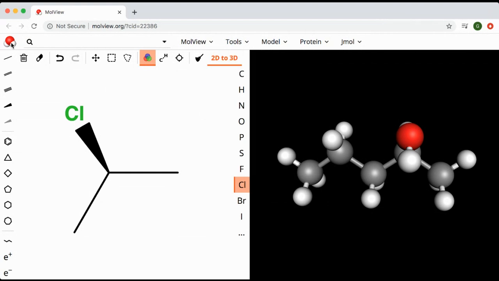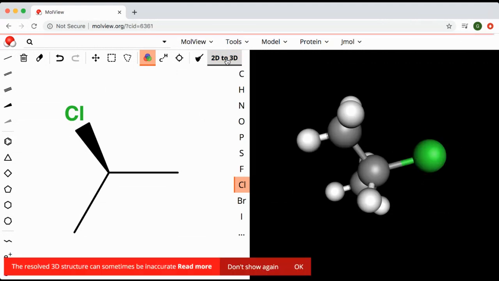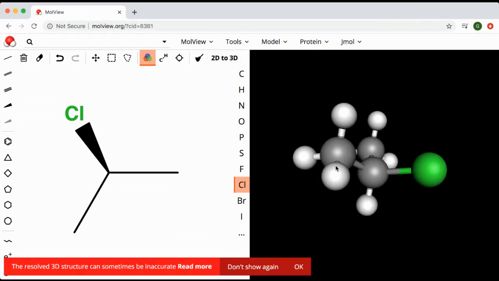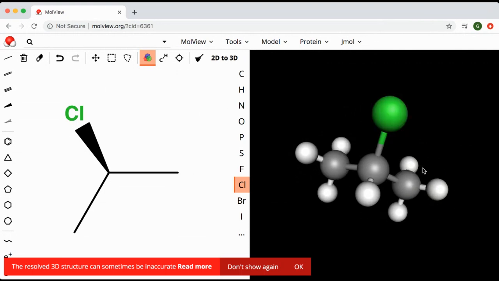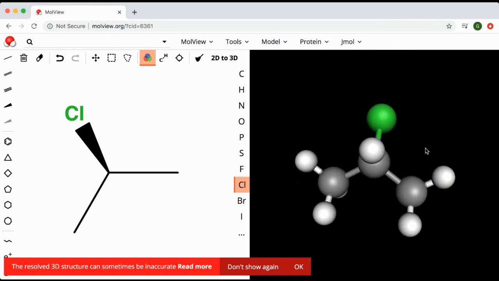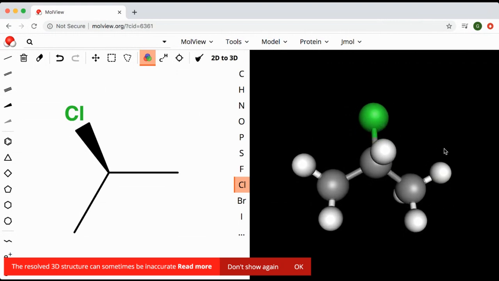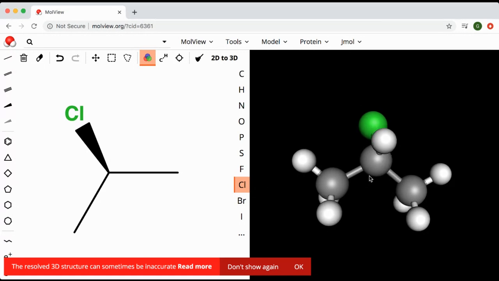Okay, so here is a molecule. It took some time. So you can see in this picture the chlorine is in green color, going away from you. The hydrogen is coming toward you.